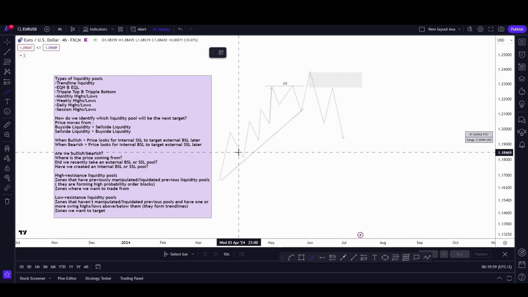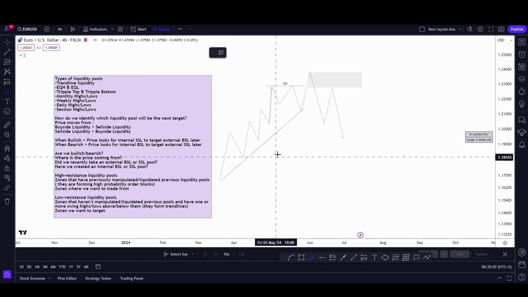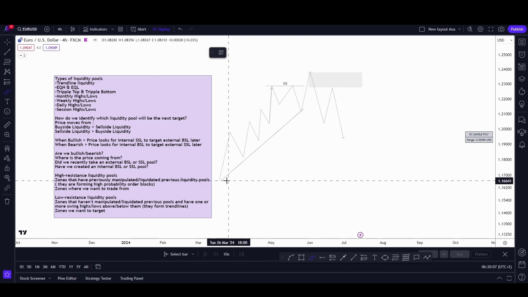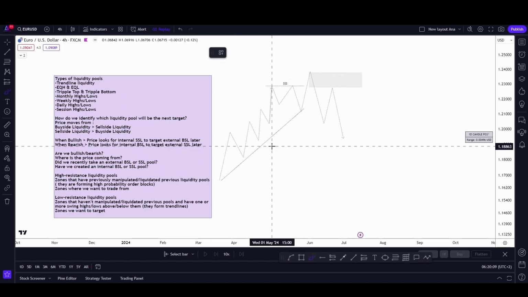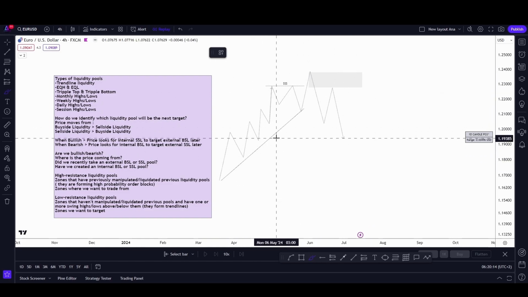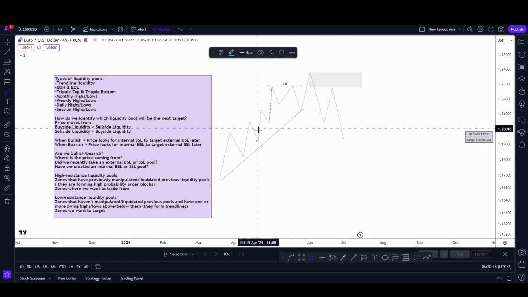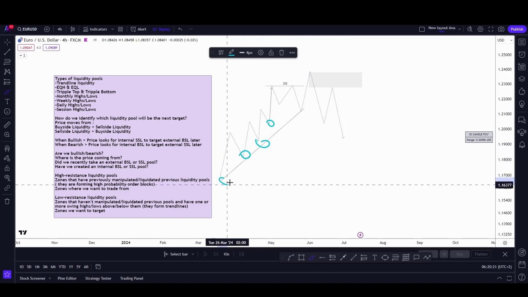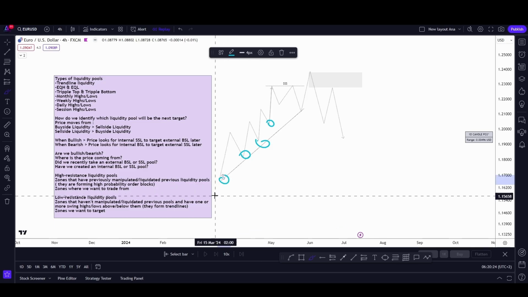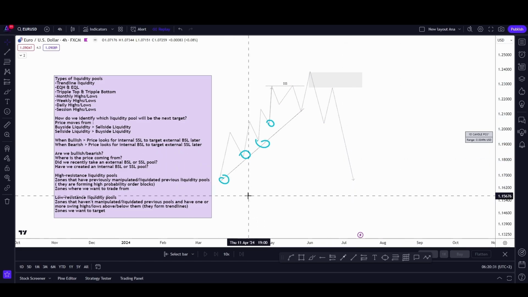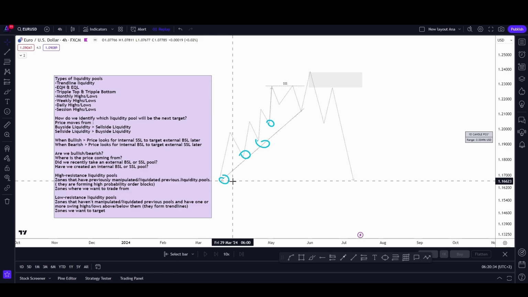So here is an example of this low resistance liquidity pool. As I mentioned, we want to trade from a high resistance liquidity pool and target a low resistance liquidity pool. And this low resistance liquidity pool in a market scenario would look like that. So we have multiple lows that have been created but haven't been liquidated. And such kind of liquidity pools are usually targeted quickly and smoothly. So that's why we want to use them as targets.